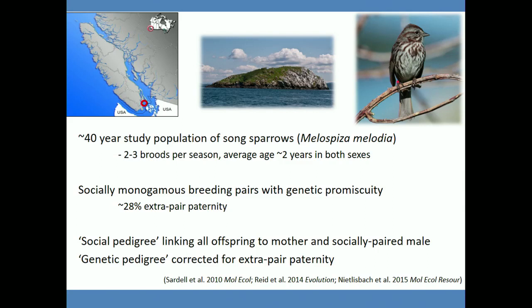And then starting in 1993, we began collecting blood samples and assigning genetic paternity. And we know from these samples that roughly 28% of offspring are sired by extra pair males, so any male other than their mother's socially paired mate. So we can use this information to construct a genetic pedigree, which corrects for this extra pair paternity. And so it's assigning an individual to their mother and true genetic father.